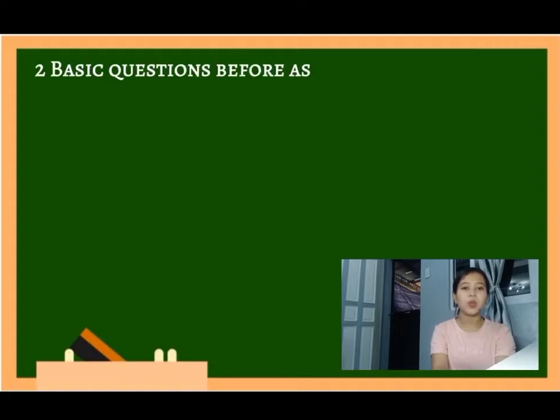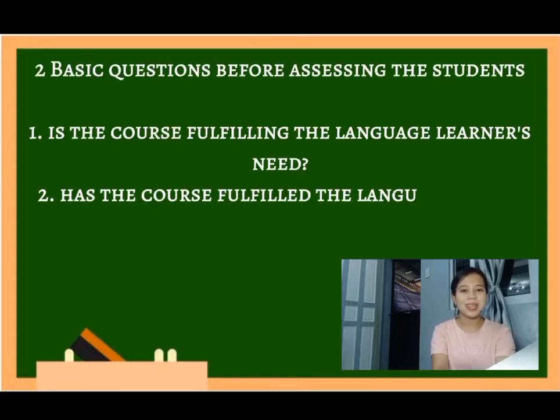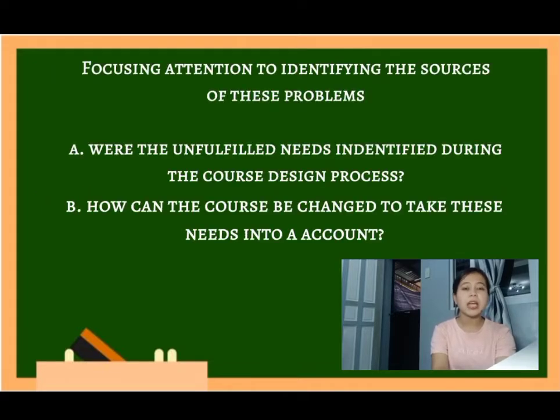Also, there are two basic questions before assessing the students. First, is the course fulfilling the language learner's needs? Or has the course fulfilled, or is the course fulfilling, language users' needs? Also, we need to focus attention on identifying the sources of these problems. It should answer the following questions.